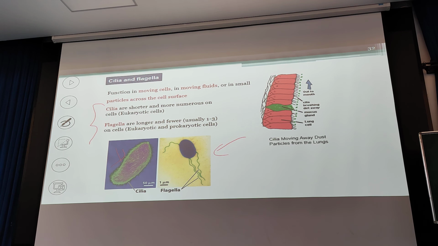This is one example of the cilia, moving away the dust particles from the lungs. There are numerous small cilia here. They work in one way, and all the dust inside your lung will be pushed out into your nose. Okay?